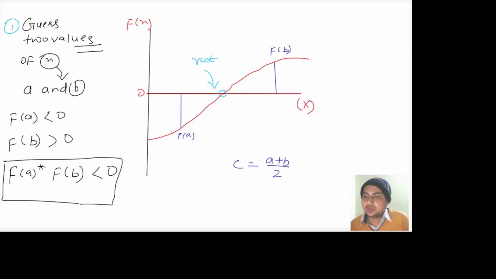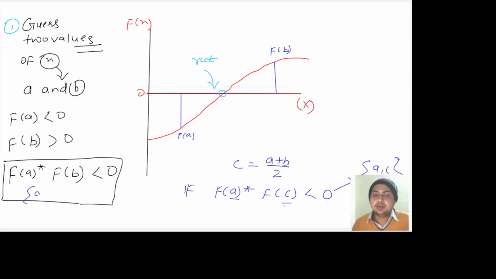And now we are going to check if the product of f of a and f of c is negative or positive. If it is negative, that means f of a and f of c are giving different signs. So that means the interval will lie between a and c. Previously it lay between a and b. So we need to replace b with c.